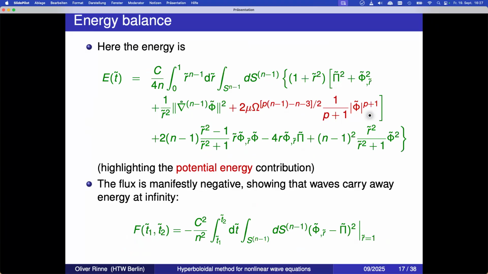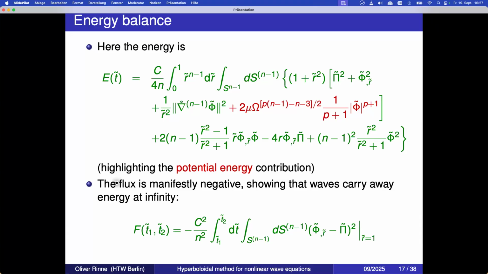And here I've highlighted one term in red, which is actually the potential energy contribution. So here you recognize this term from the nonlinear term in the nonlinear wave equation. And the other terms are basically kinetic terms here and terms which come from this conformal compactification and from the hyperboloidal slices.